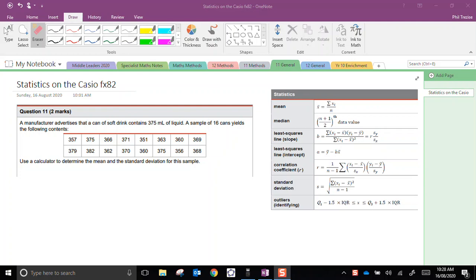Hi everyone, this lesson is going to be showing you how to use your Casio Scientific calculator to perform statistical calculations. Particularly for this question 11, we're going to be doing the mean and the standard deviation. So let's take a quick look at what they require.